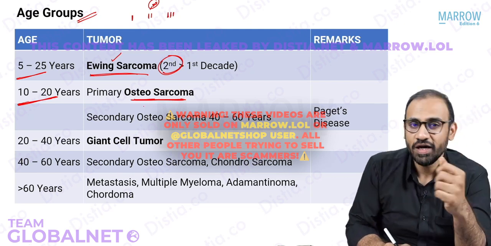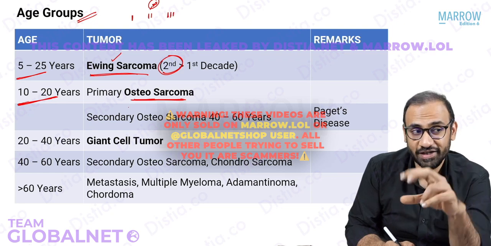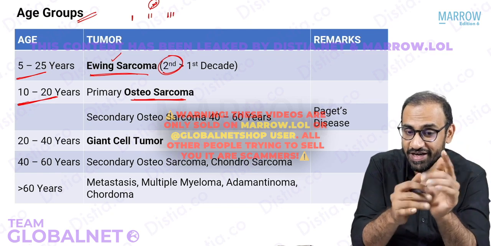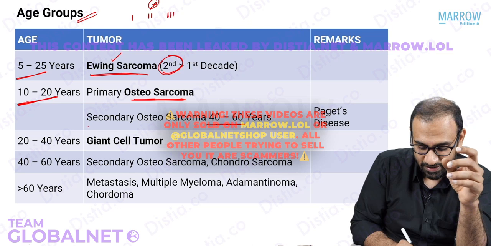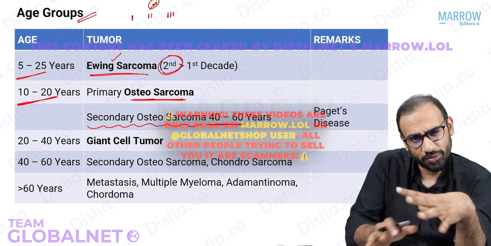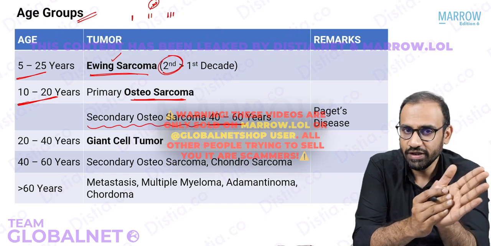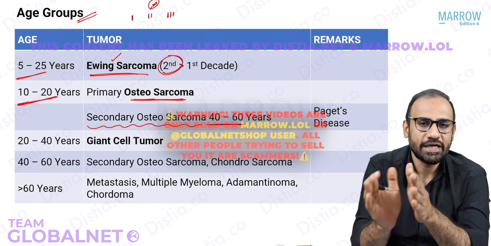Now osteosarcoma occurs again later in life because it is a bimodal tumor. It occurs in two different age groups. First is in children between 10 to 20 years. Second is between 40 to 60 years. This one is known as secondary osteosarcoma. We'll talk about this later. Okay? So primary osteosarcoma between 10 to 20, more common. Secondary osteosarcoma 40 to 60, later in life.